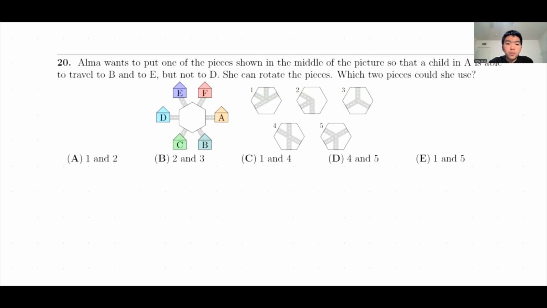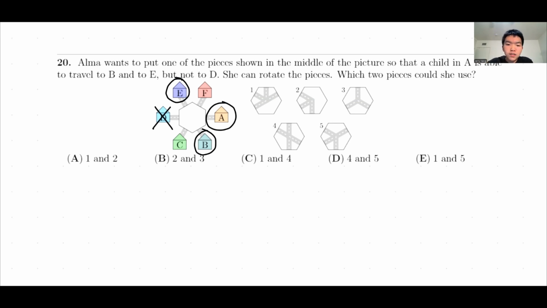Alrighty. Question number 20. Alma wants to put one of the pieces shown in the middle of the picture so that a child in house A is able to travel to house B and to house E, but not to house D. She can rotate the pieces. Which two pieces could she use? All right. So we know that we got to connect all of these 3 houses and make sure D is not included. So what 2 pieces can we use?